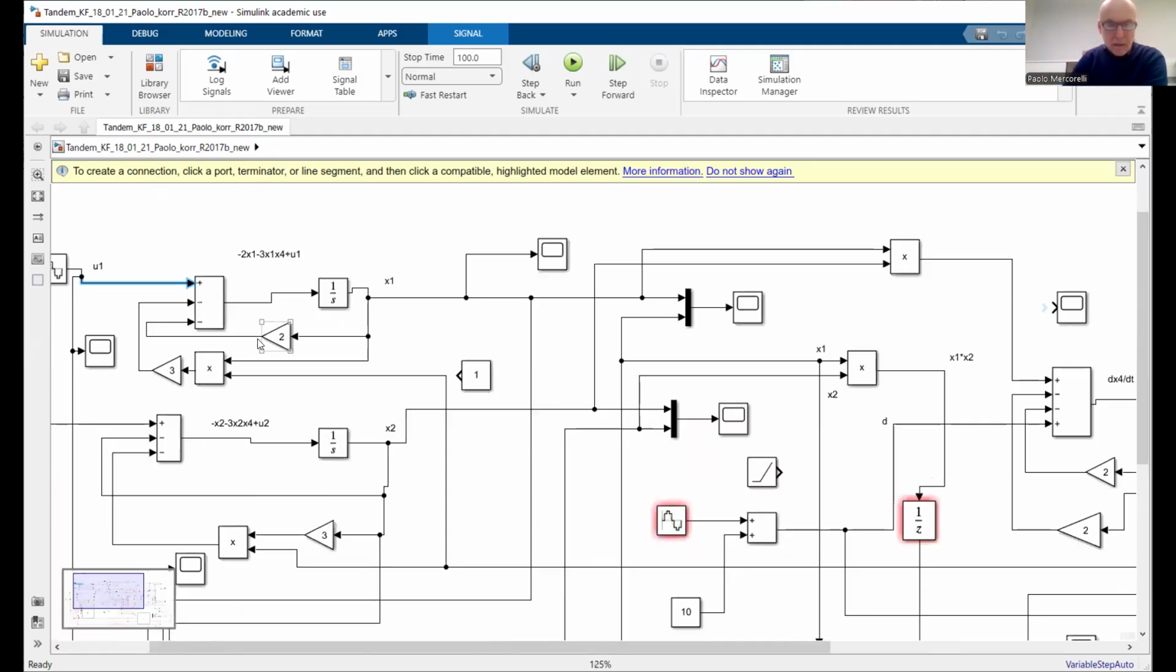Look here. Input, let me say U1, this is written here, minus 3 times X1 multiply what?